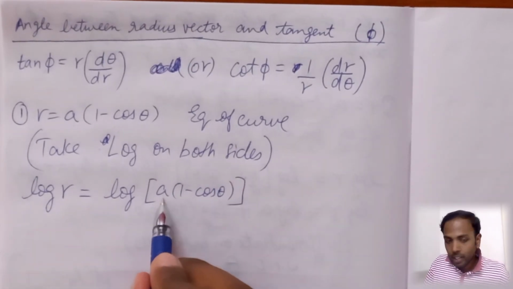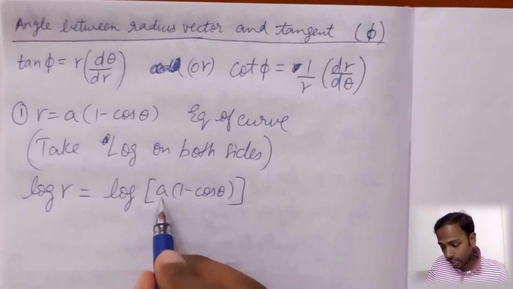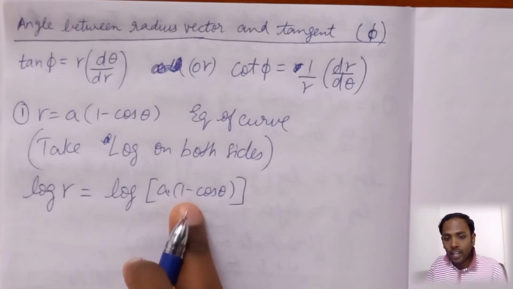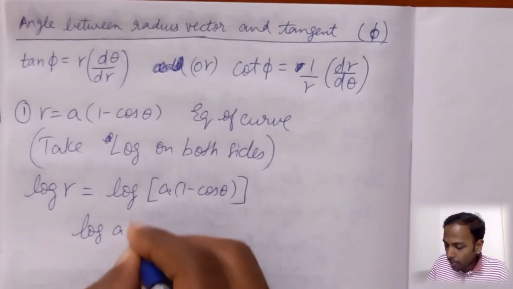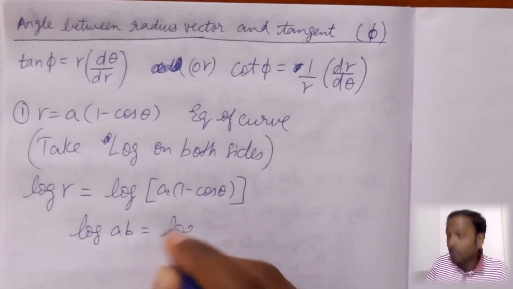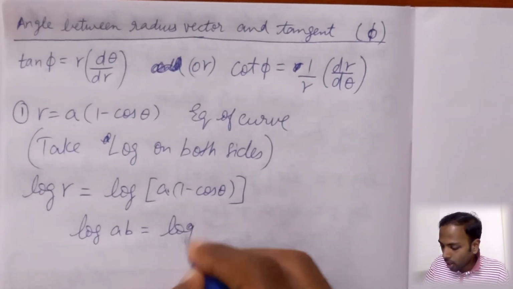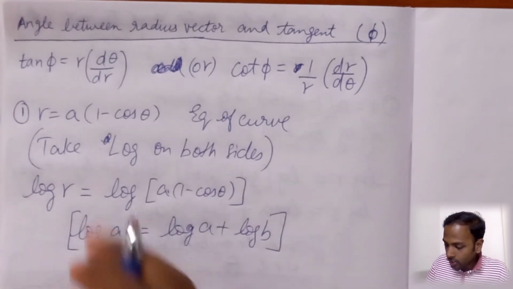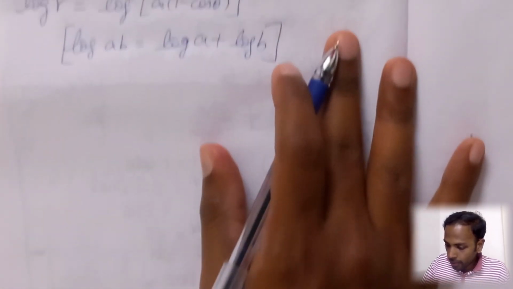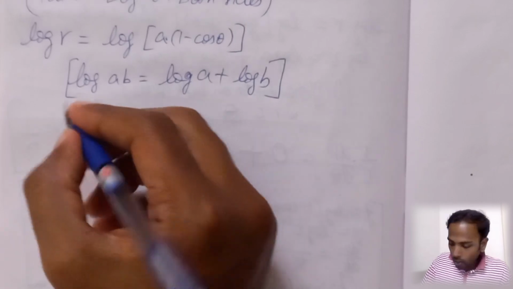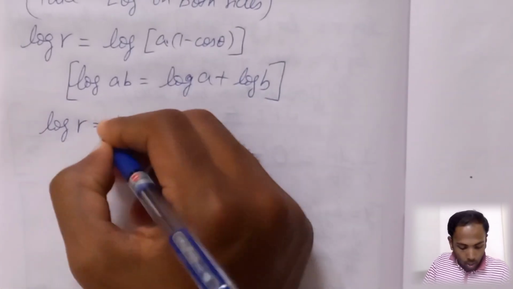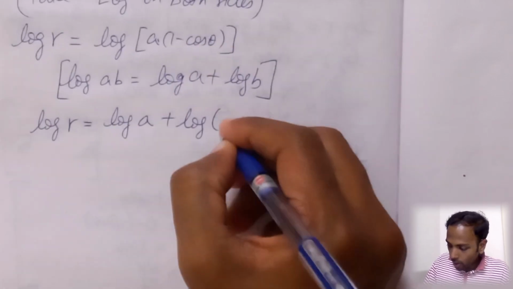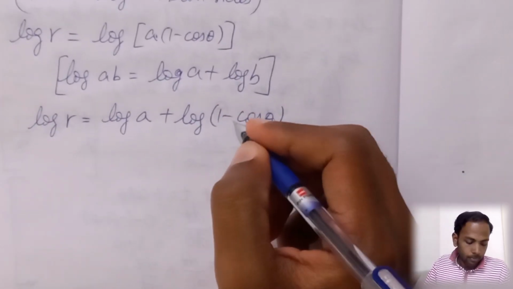This is nothing but log of a times b. a is a itself, and b is this term. This is multiplication, so it is in the form of the log ab formula. Log ab is equal to log a plus log b is the formula. Let's apply it here. After applying, you will get log r is equal to log a plus log of 1 minus cos theta.